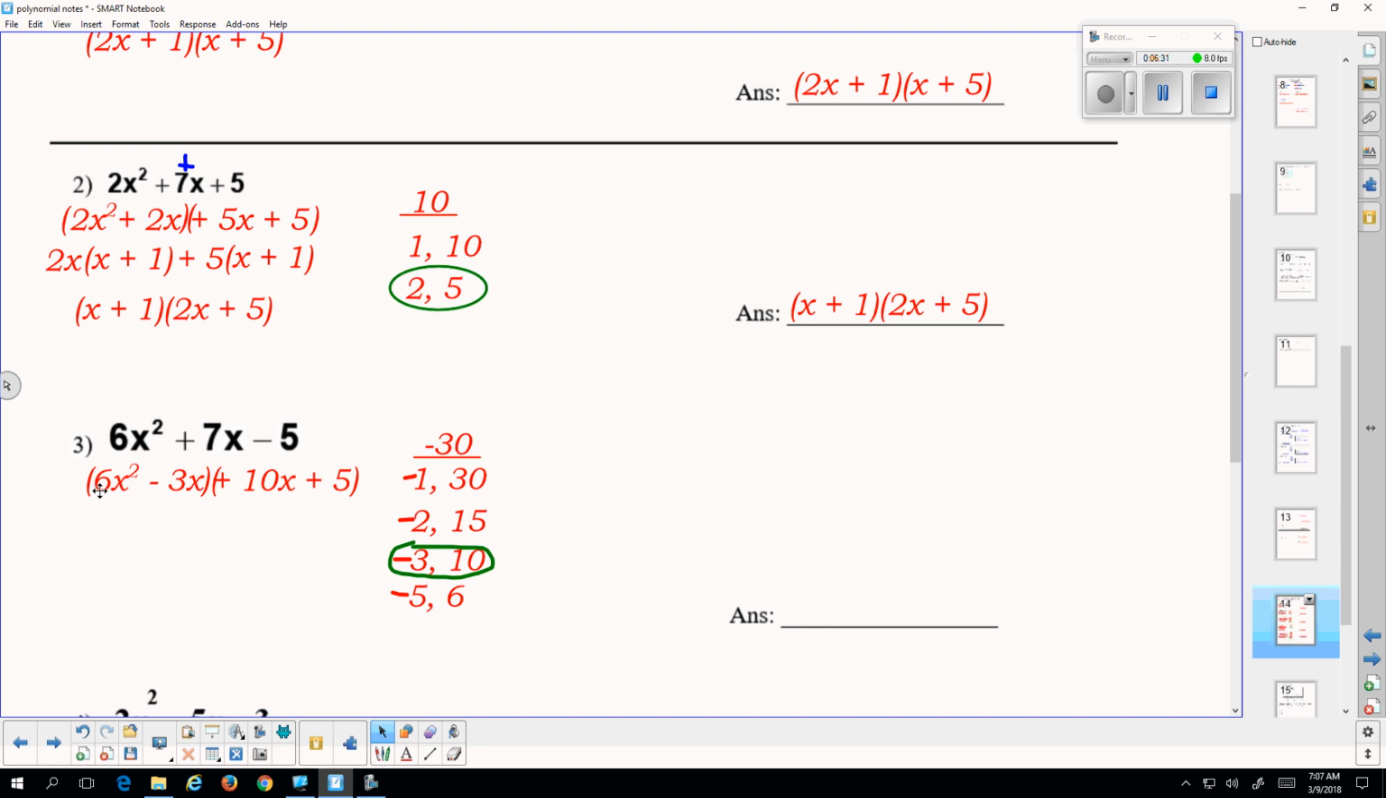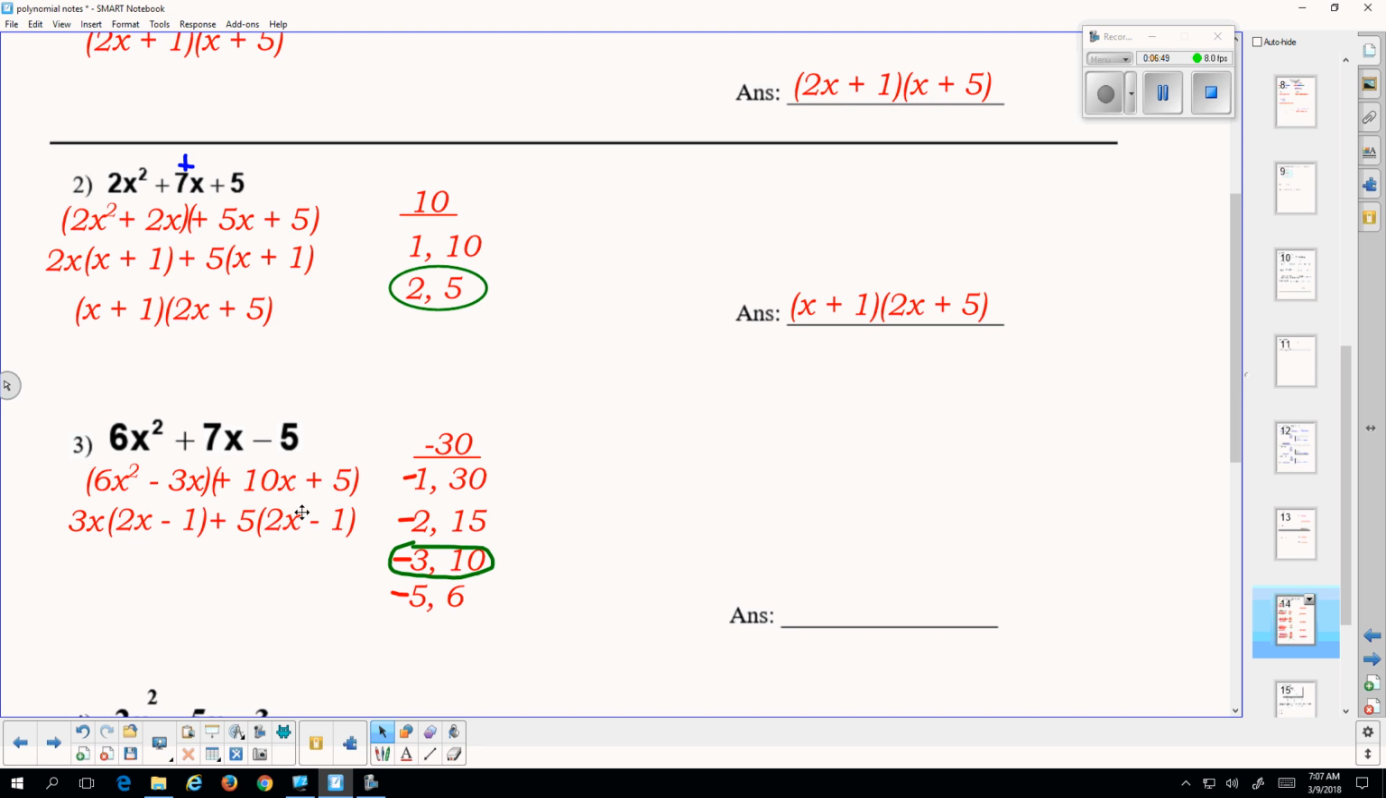Okay, what's the GCF of 6x squared and 3x? That's going to be 3x, and then I'm left with 2x minus 1 inside. What's the GCF of 10x and 5? That's 5, and I'm left with 2x minus 1 inside.